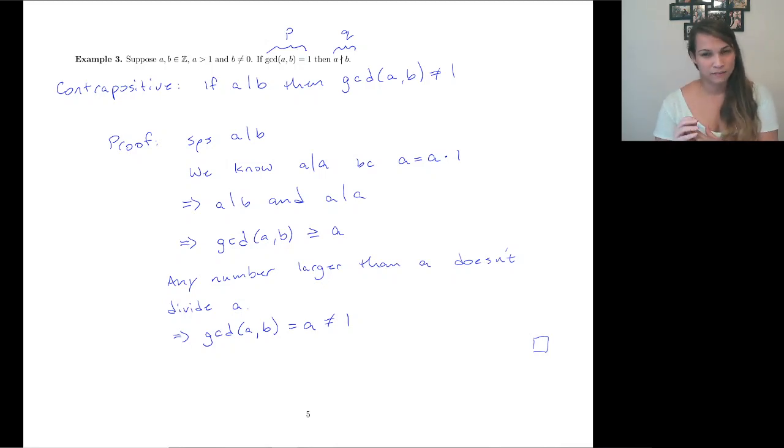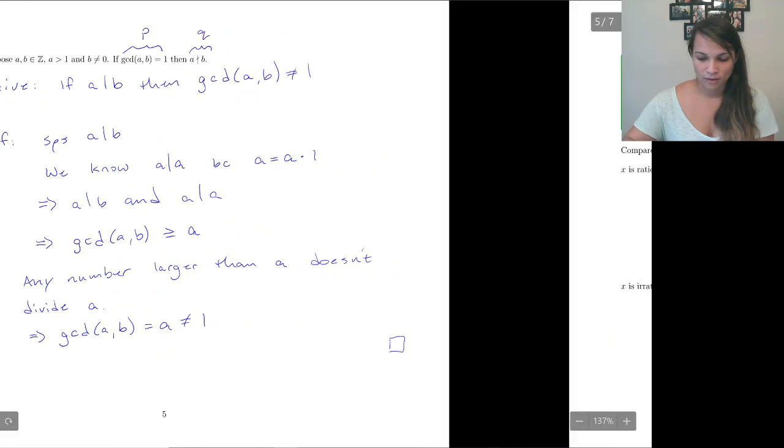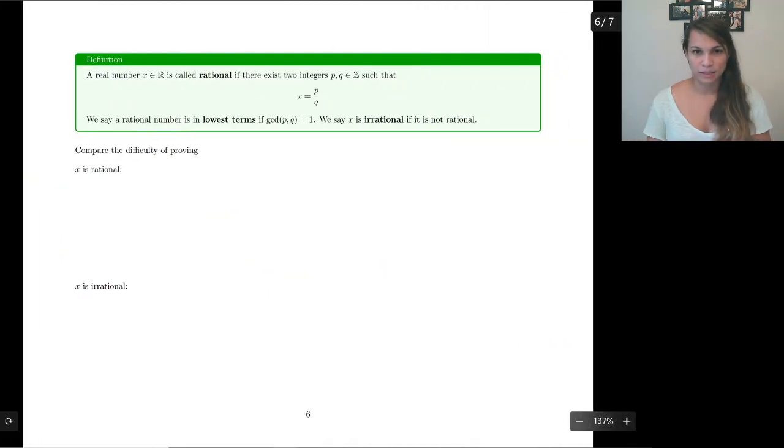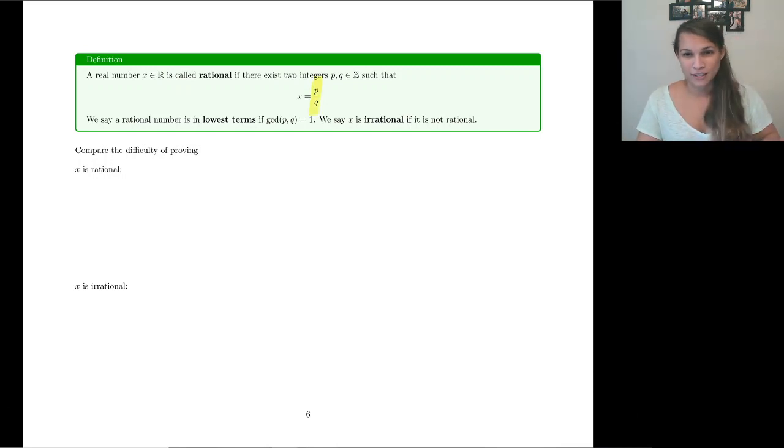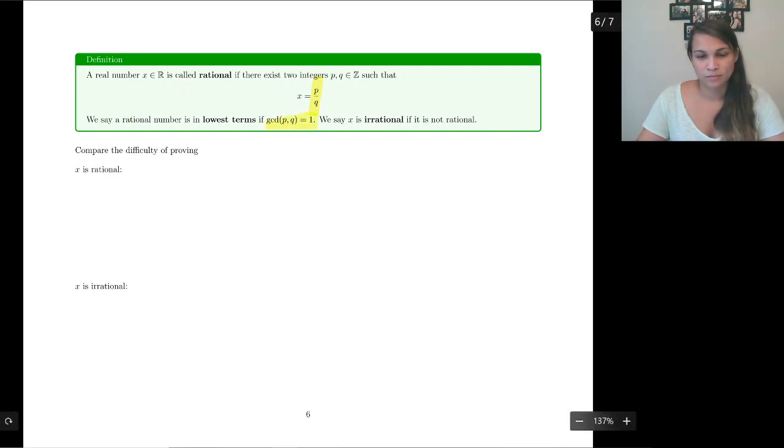We're going to revisit an old friend now. We've already talked about rationals, but we're going to talk about them a little bit more. Remember, a rational number just looks like an integer over another integer, where Q is not 0. And we can say that this is in its lowest terms if the GCD is equal to 1.